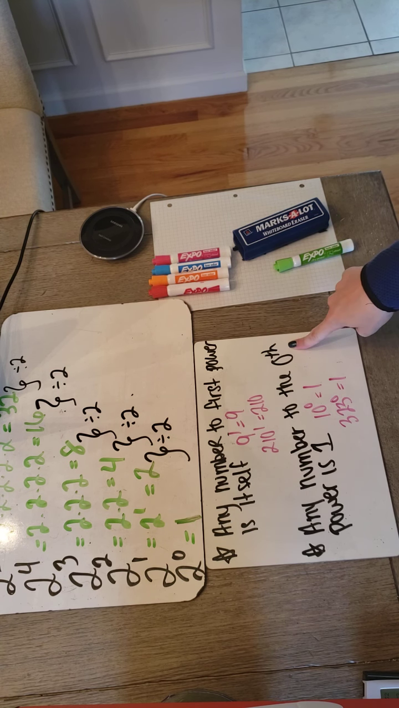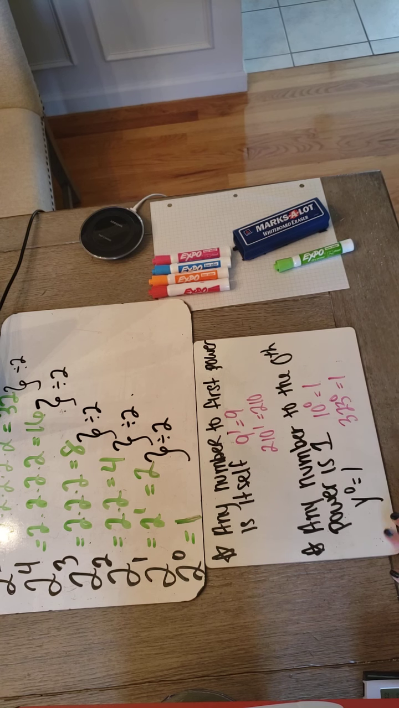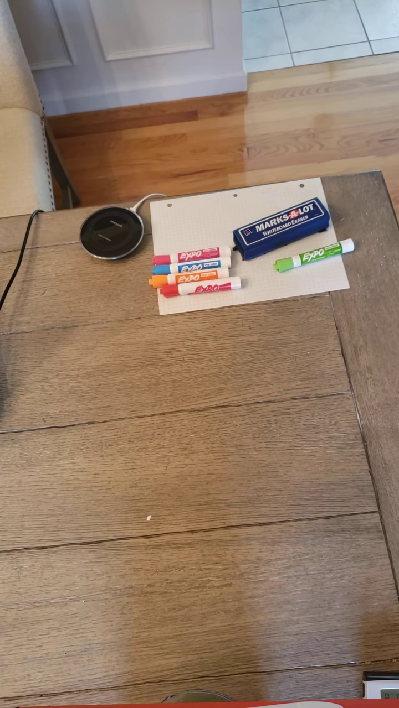Anything to the 0th power is 1. So 10 to the 0th is 1. 1,523,000 to the 0th is just 1. Even if you had a variable like y to the 0th, it's just 1. So that's the first part of the lesson. Second part coming up.